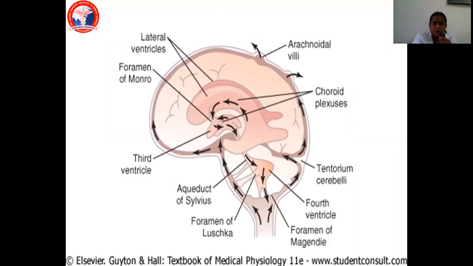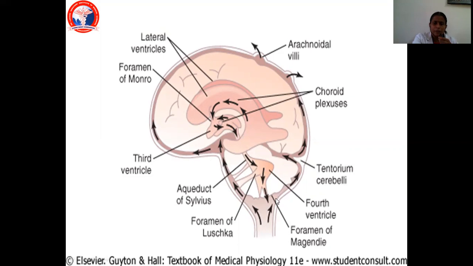So this cerebrospinal fluid is formed by the lateral ventricles. In this picture, you can see these are formed by lateral ventricles. After formation, it is circulated from the lateral ventricle to the third ventricle via the foramen of Monro, and from the third ventricle it goes to the fourth ventricle via the aqueduct of Sylvius.